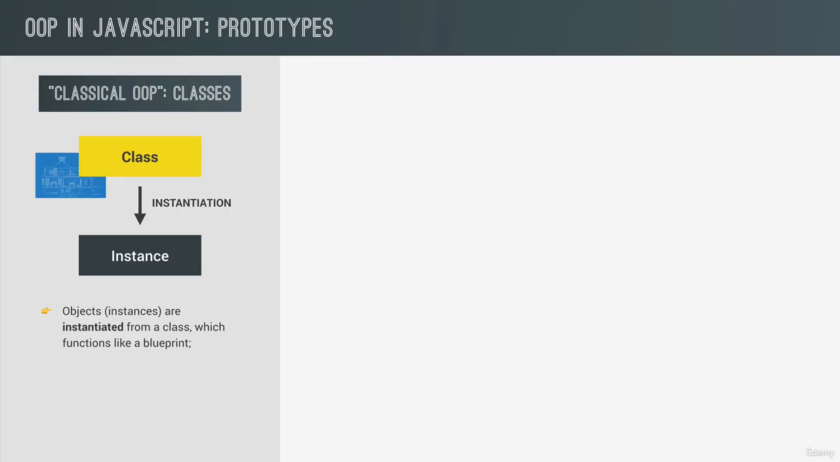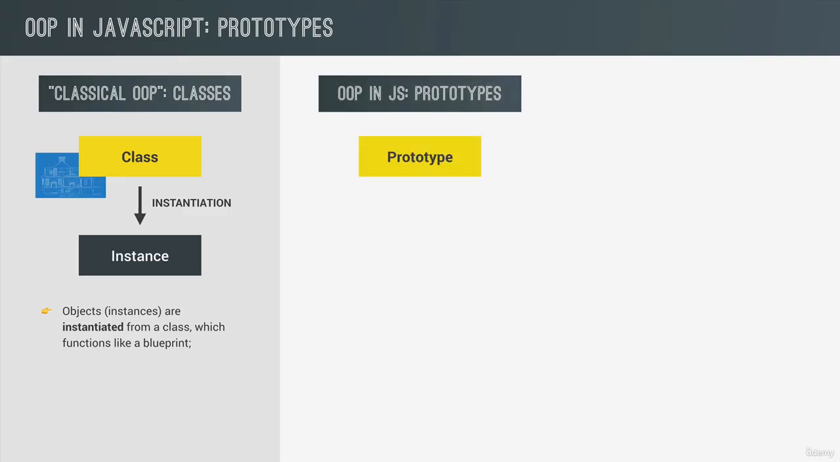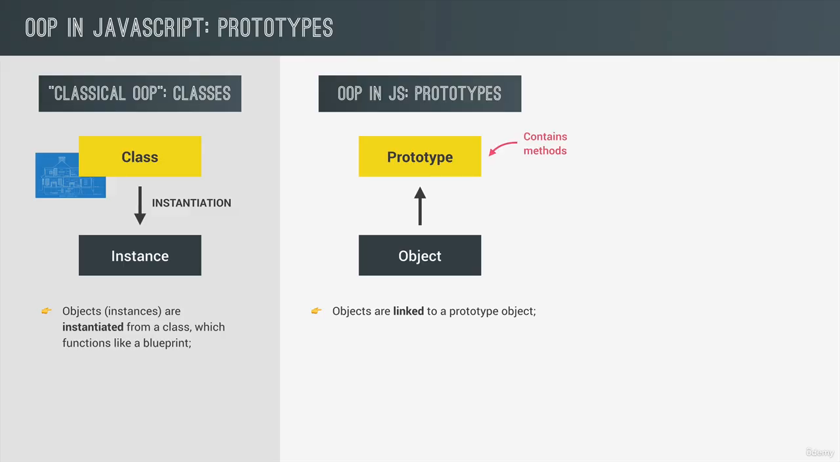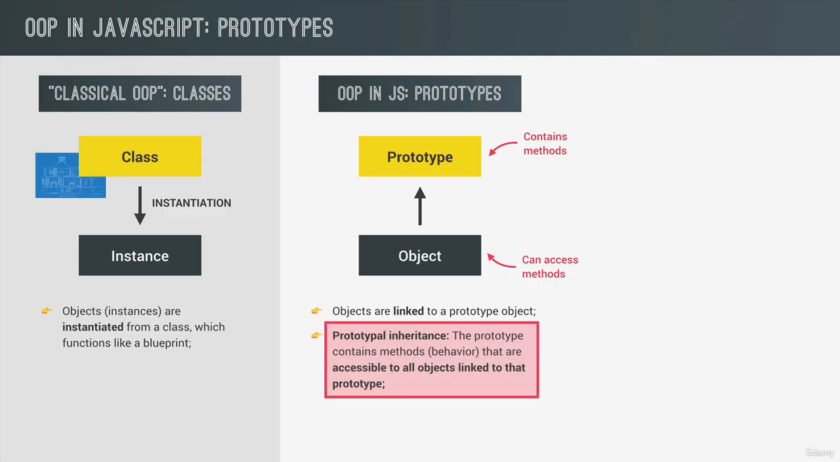Now, anyway, how does OOP actually work in JavaScript? Well, in JavaScript, we have something called prototypes. And all objects in JavaScript are linked to a certain prototype object. So we say that each object has a prototype. And now here comes the magic. So the prototype object contains methods and properties that all the objects that are linked to that prototype can access and use. And this behavior is usually called prototypal inheritance.